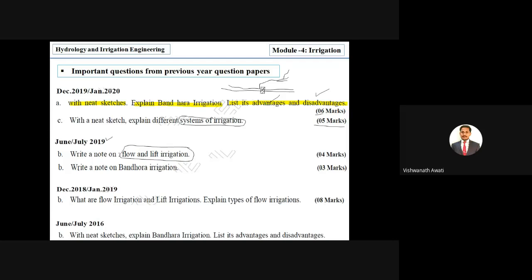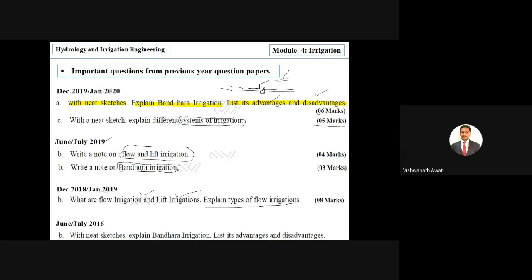Next, in the same year, write a note on Bandar irrigation. It is a spelling mistake. It is not O, it is A. Bandar irrigation, for 3 marks. Next, in 2018 and 2019: what are flow irrigation and lift irrigation? Explain types of flow irrigation. You have to write what you mean by flow irrigation and lift irrigation and explain flow irrigation.